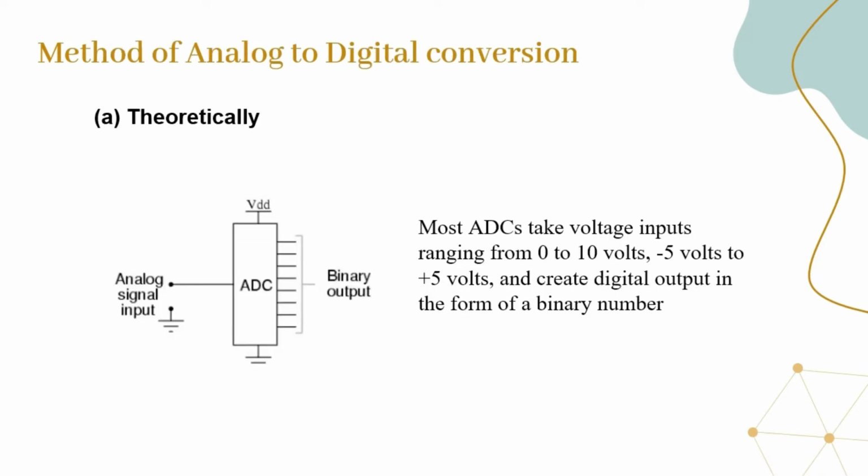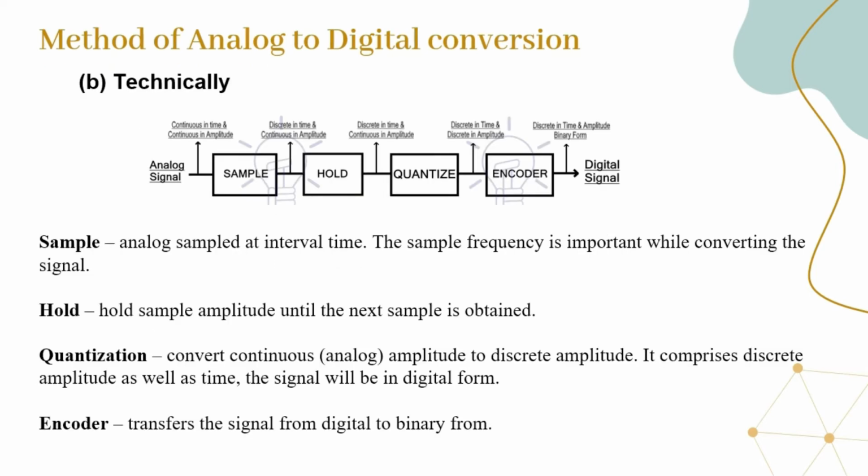Next, the method of analog to digital conversion. Theoretically, most ADCs take voltage inputs ranging from 0 to 10 volts, or negative 5 volts to positive 5 volts, and create digital output in the form of a binary number. Technically, from the view of the block diagram, first we have sample, where the analog is sampled at interval time. The sample frequency is important while converting the signal.